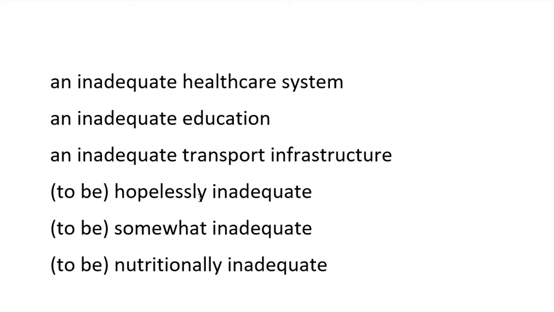It's pretty easy to use. Here are a couple of collocations. You can use it in front of all of these things that you know. An inadequate healthcare system, an inadequate education can be detrimental to a child's future. An inadequate transport infrastructure can put pressure on the city. So you can use it all over the place, really flexible.